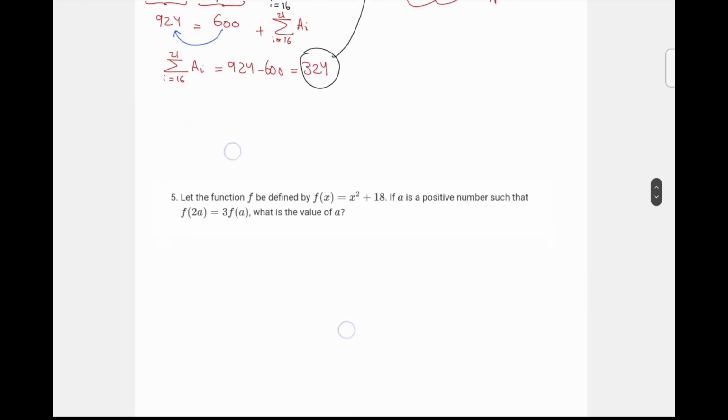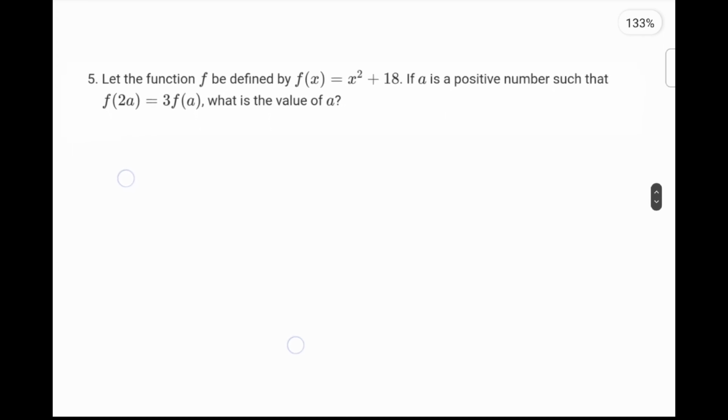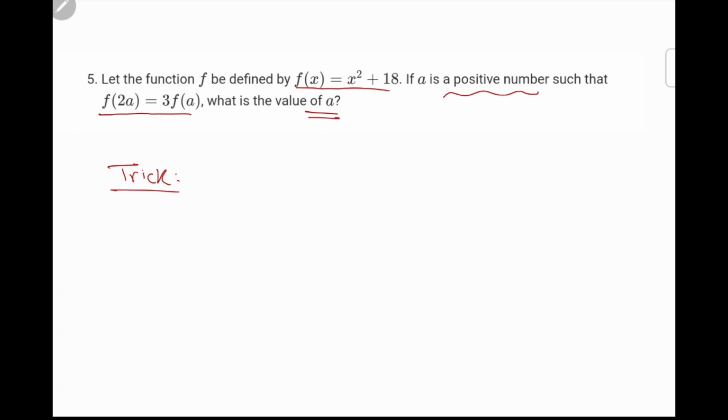Now let's move to question 5. This is an algebraic question which says that if you have a function f defined like this, f of x equal to x squared plus 18, if a is a positive number such that this condition applies, f of 2a equal to 3f of a, what is the value of a? So here is an important trick that I'd like to introduce and use.